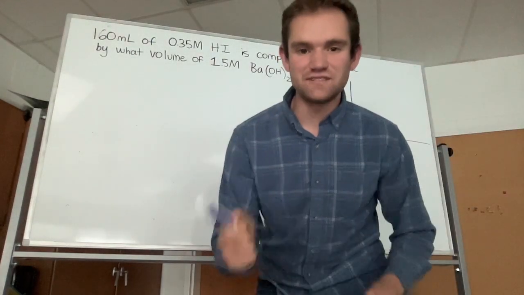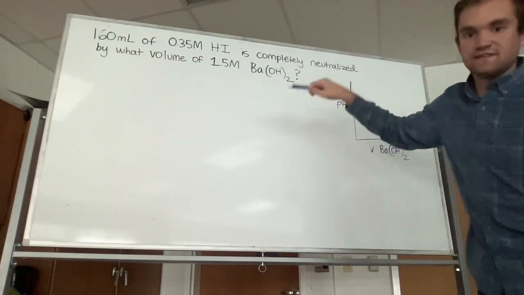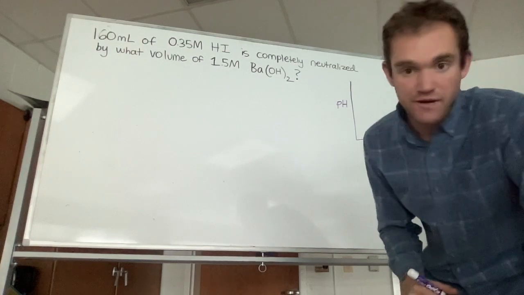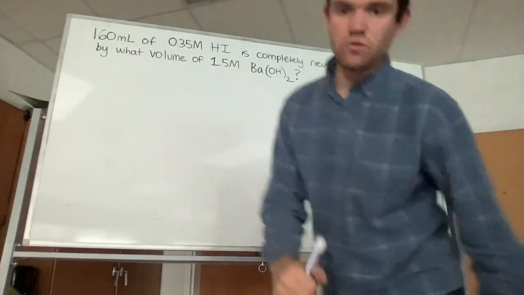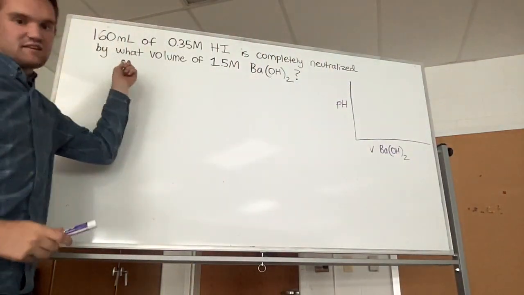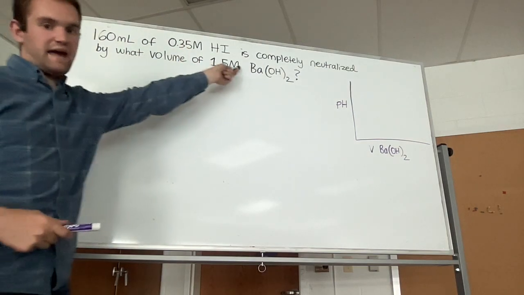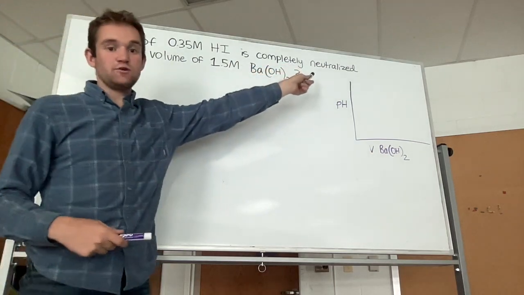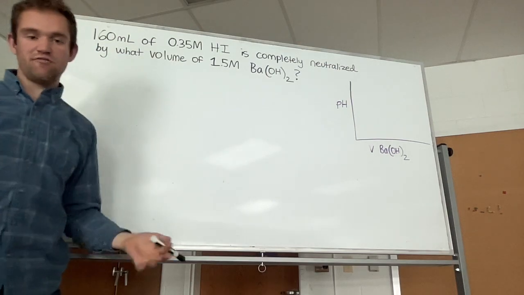What's up, everyone? Today we're going to do a titration problem where we neutralize an acid or a base, and we draw the little curve and figure out the math behind this. This is the only kind of titration stuff you need to know, which is equivalence point math. This says 160 milliliters of 0.35 molar HI, that's an acid. All of this acid is completely neutralized by what volume of this molarity of base?